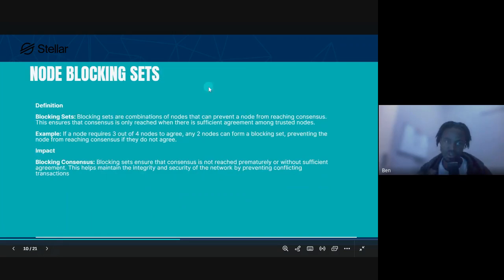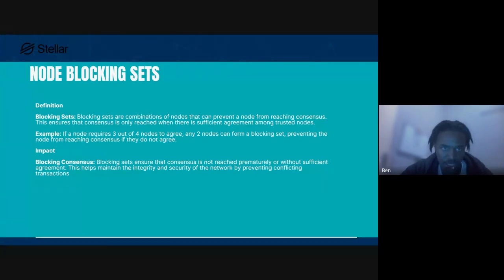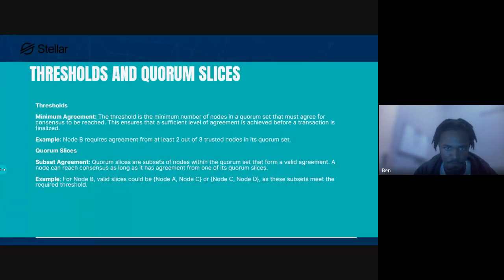Okay. Another important thing that you have to know is the node blocking set. So, in definition, blocking sets are combinations of nodes that can prevent a node from reaching consensus. This ensures that consensus is only reached when there is sufficient agreement among trusted nodes. I think I should have come with a better example here, but it's still a good example. For example, node B requires agreement from at least 2 out of 3 nodes in its quorum set.